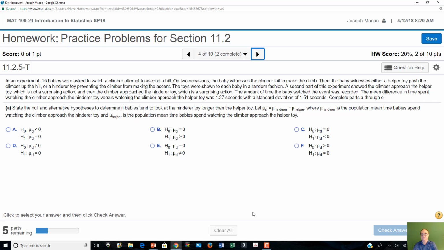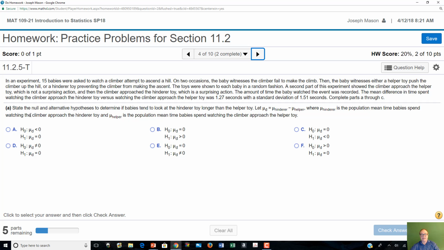Now, all right, we don't have the data. We don't have all 15 results. What we do have is the mean and the standard deviation of the differences. Since I have the mean and the standard deviation of the differences, I can use those and just run a 1 sample test on the differences.